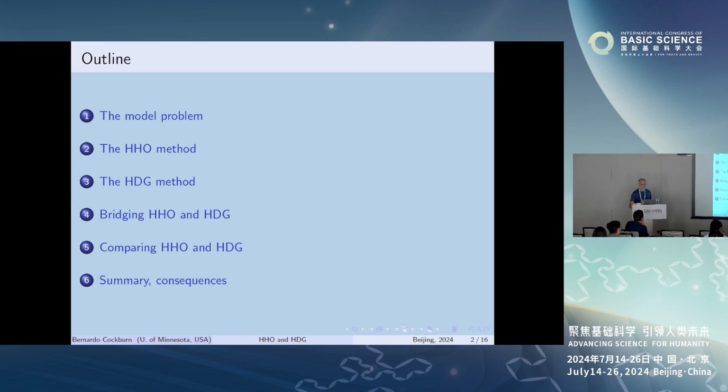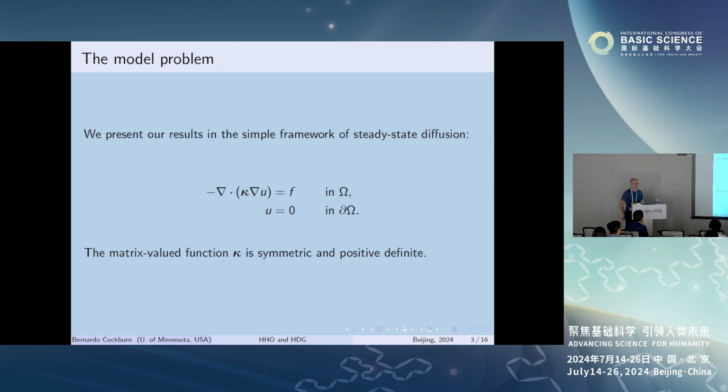Okay, so this is my framework. Kappa is, well, this is a standard elliptic equation. You can think of u as the temperature and of minus kappa gradient u as the flux, the heat flux.